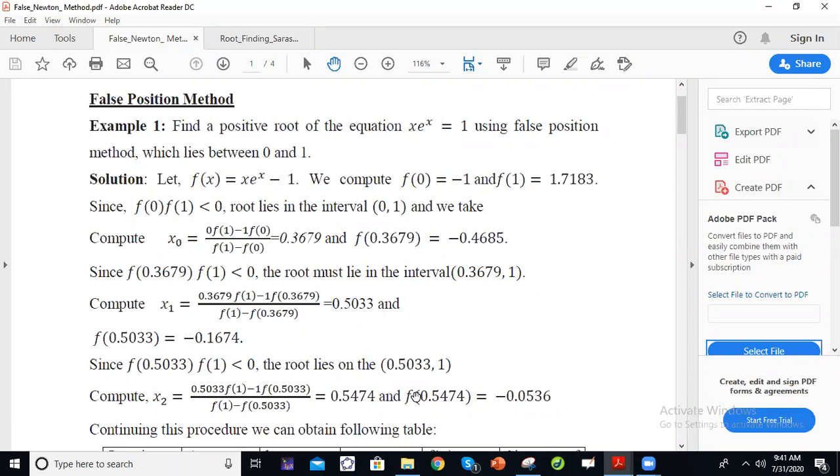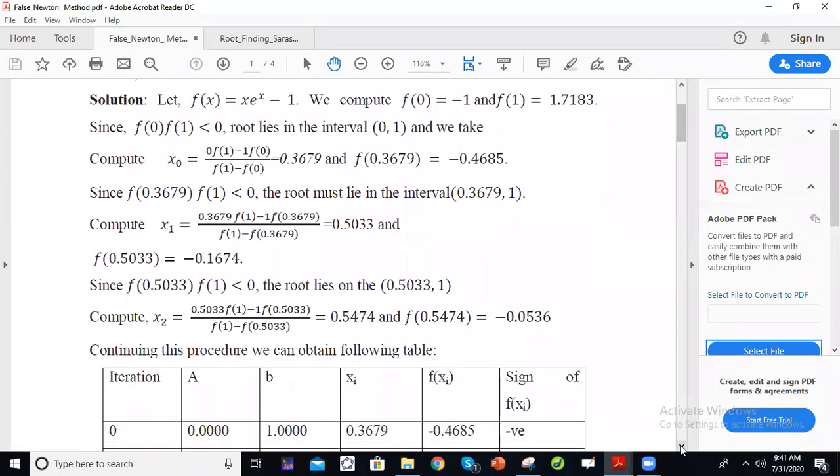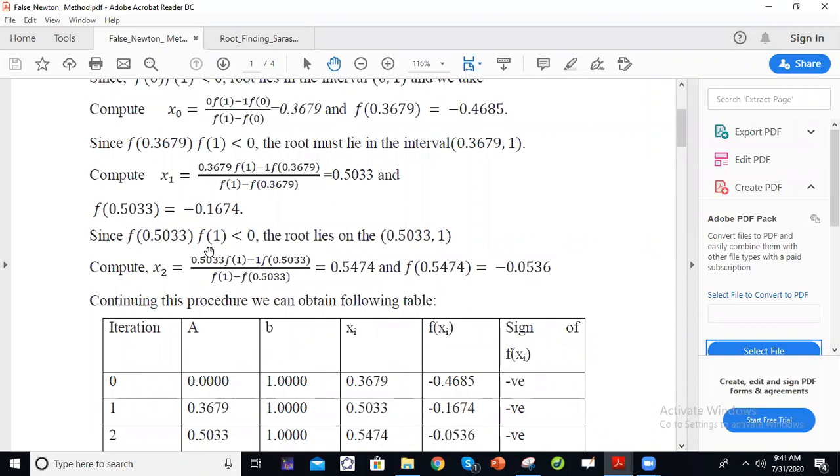For the next approximate root, the root lies between 0.5033 and 1. Why? We have f of 0.5033 times f of 1 strictly less than 0; these two are of opposite sign. Okay, next, the formula: x2 equals a times f of b minus b times f of a over f of b minus f of a. That equals 0.5474.